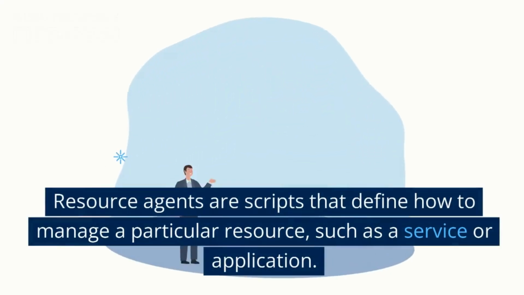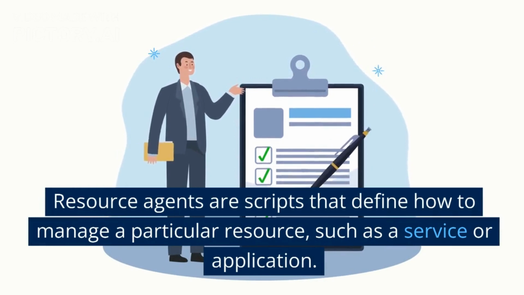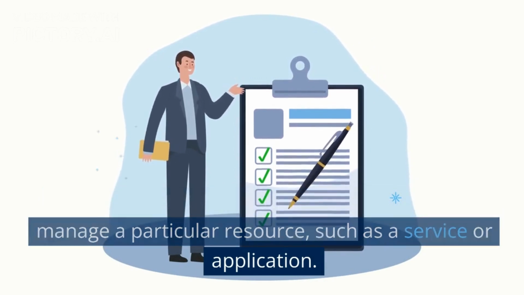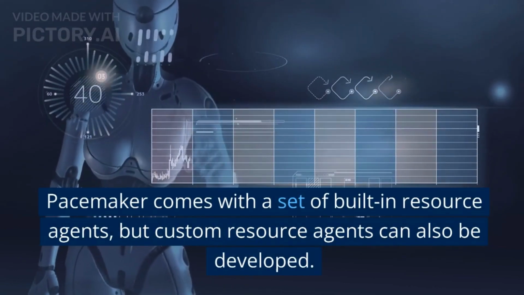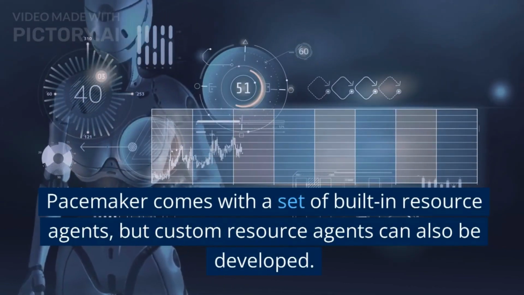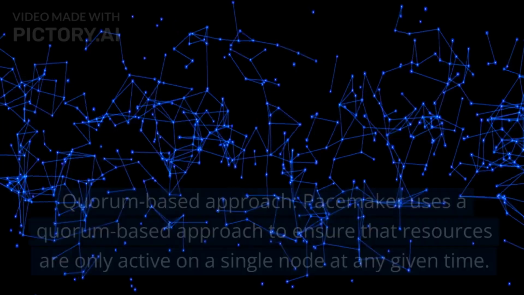4. Load balancing. Pacemaker can perform load balancing by distributing resources across multiple nodes. It uses various load balancing algorithms, such as round-robin or least connections, to ensure that resources are evenly distributed across nodes.